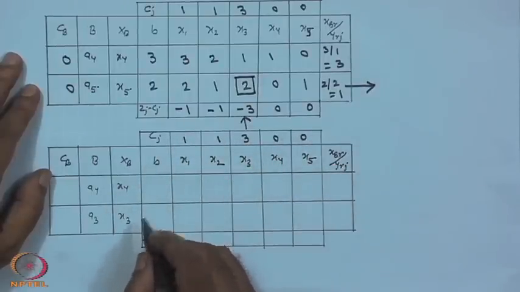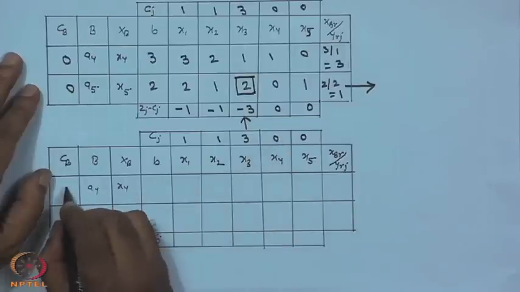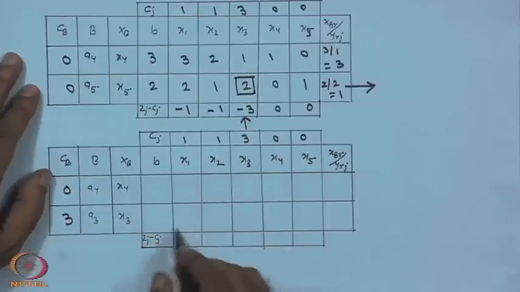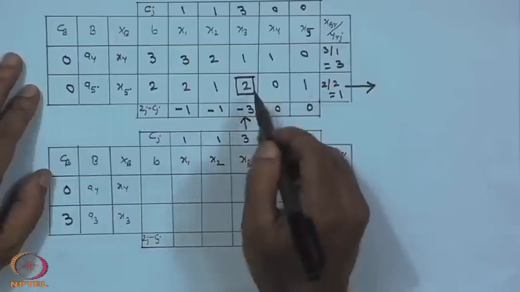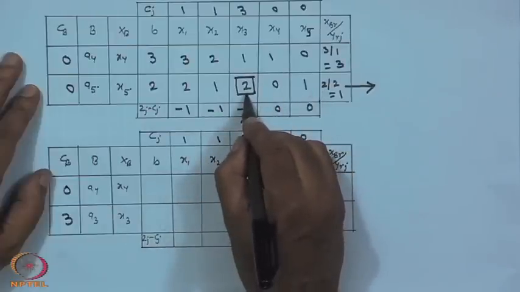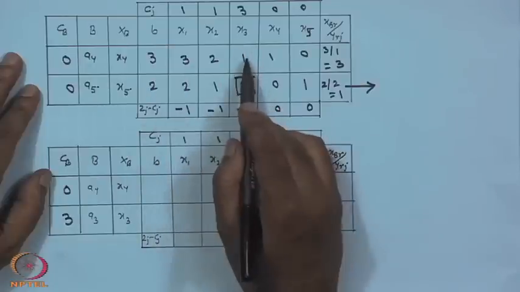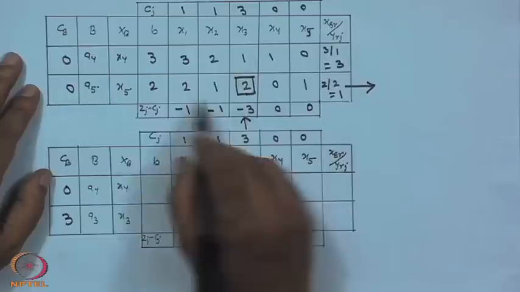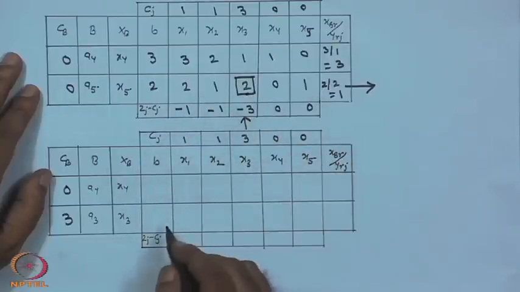Your C b corresponding to x 4, the coefficient in the objective function, is 0, but corresponding to x 3 it is 3. Your b value. Now I have to calculate what the next rows would be. I have to make the pivot element 1 and the other elements in the column corresponding to the pivot element 0. So, to make the pivot element 1, I have to divide by 2 throughout.